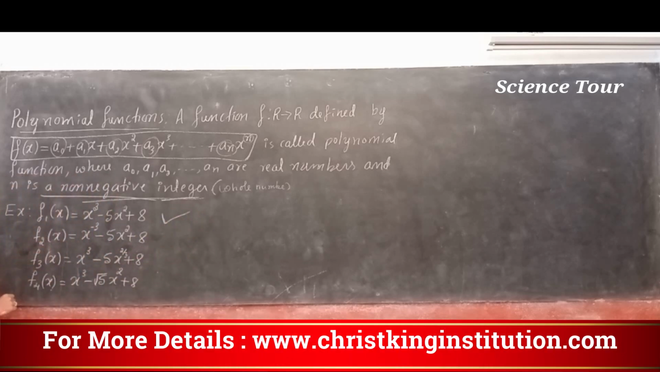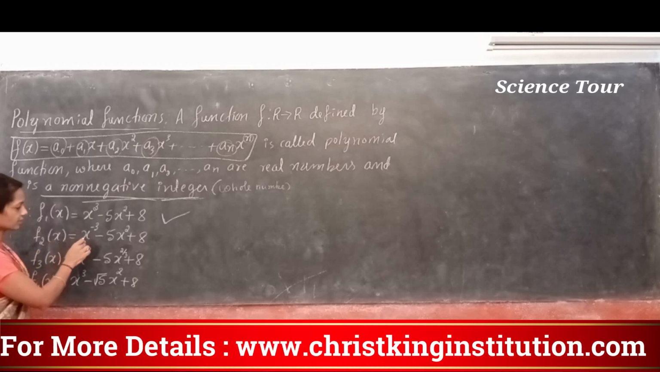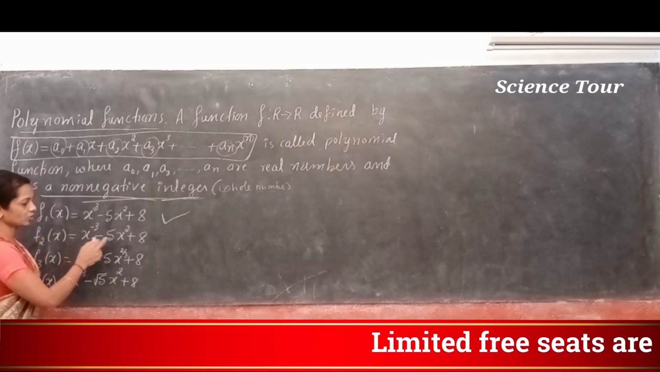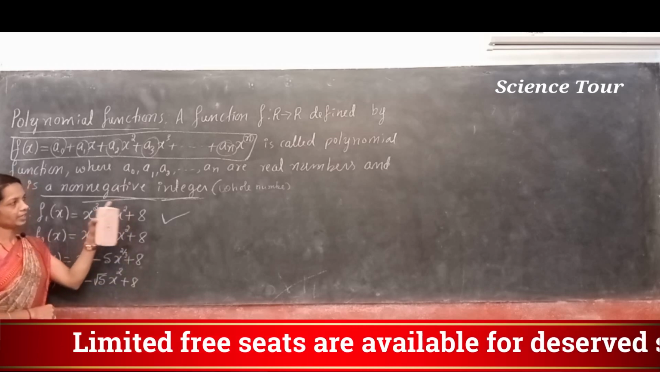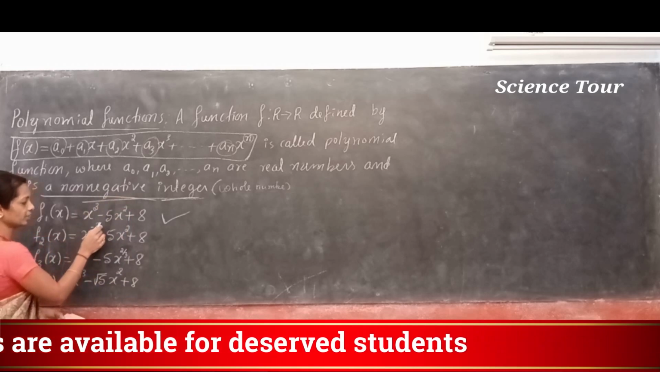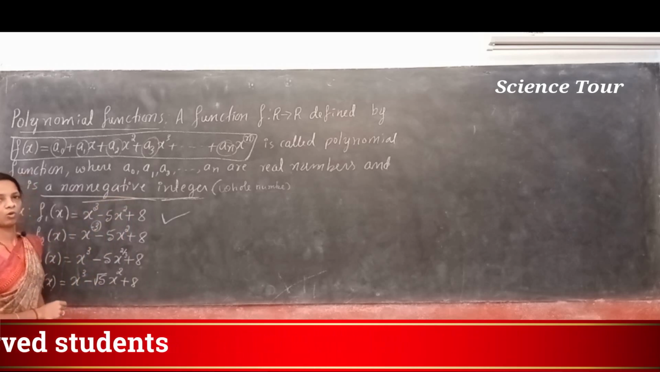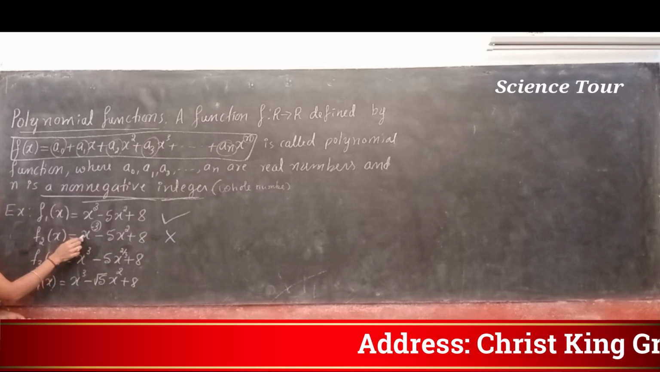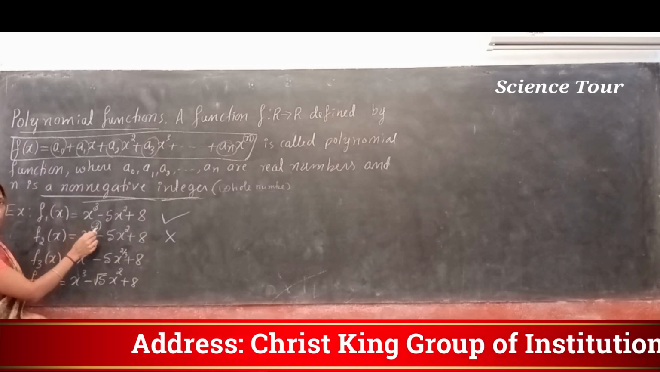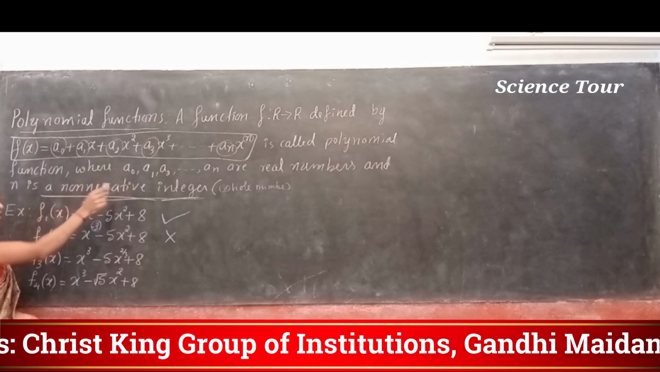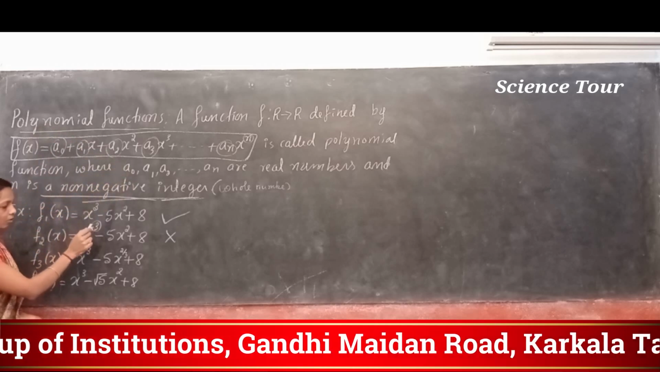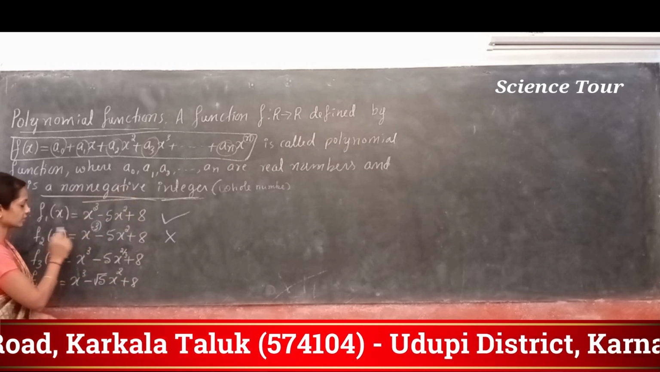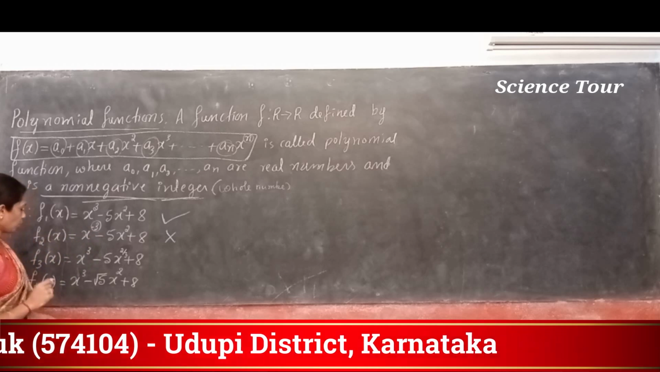And f2 of x is x to the power minus 3 minus 5x square plus 8. Is each power of x a non-negative integer, a whole number? No, right? Minus 3 is not a whole number, it is a negative number. So this is not a polynomial. Why? Because here the power of x, minus 3, is not a whole number. According to the definition, each power of x should be a whole number or non-negative integer, but here you have a negative integer. For that reason f2 of x is not a polynomial function.